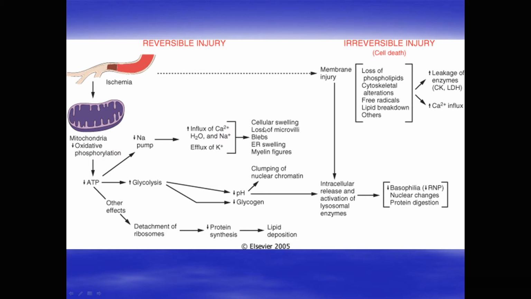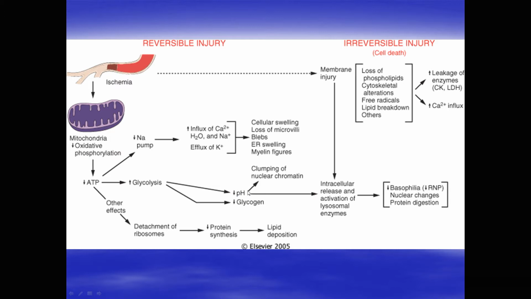As a consequence, cellular swelling, endoplasmic reticulum swelling, changes in the membrane, blebs formation, loss of microvilli, and so on. The deficiency of ATP will cause the switch on of glycolysis, thus producing energy by an alternative pathway. However, the anaerobic glycolysis is producing lactic acid, thus decreasing the pH of the cell.